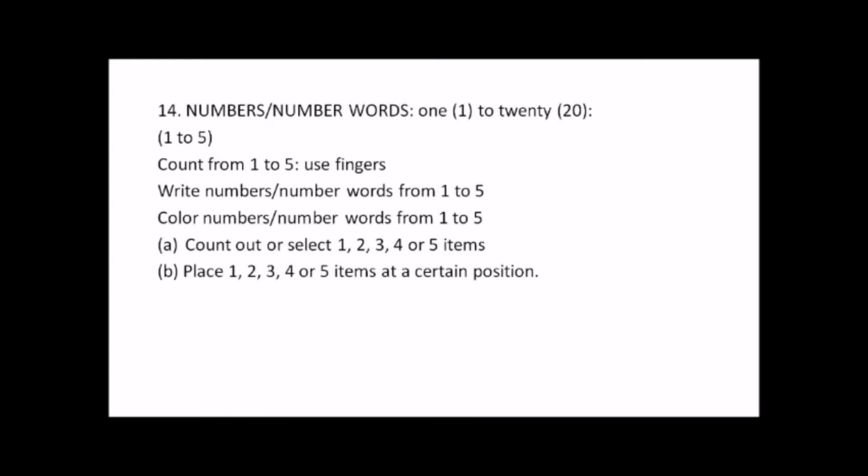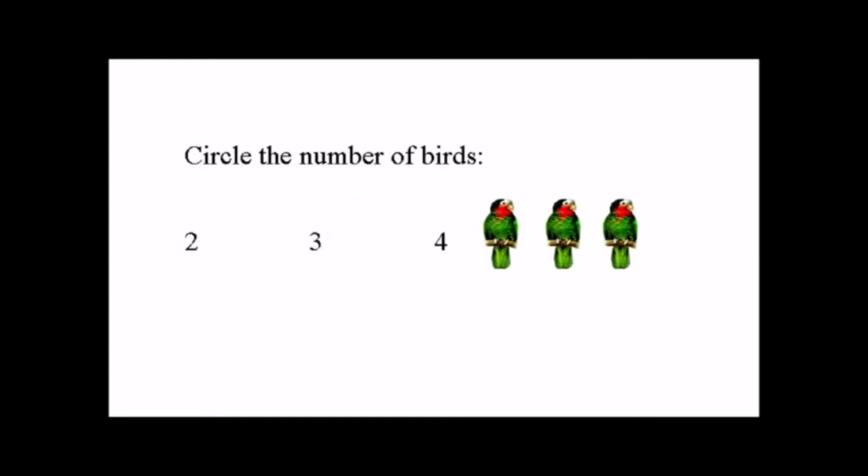numbers, number words 1 to 20, but you begin with 1 to 5 only, and use their fingers on their hands. Get 5 fingers, so you can use that right away. They write the number and the number words from 1 to 5. So make sure they do that. They can color, they can count out or select 1 to 5 items, or they can place 1 to 5 items at a certain position.